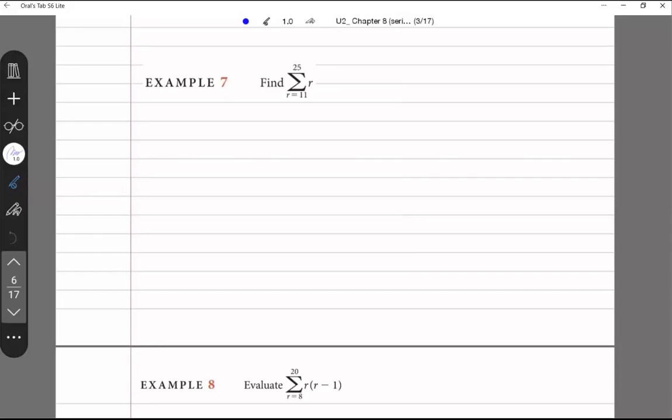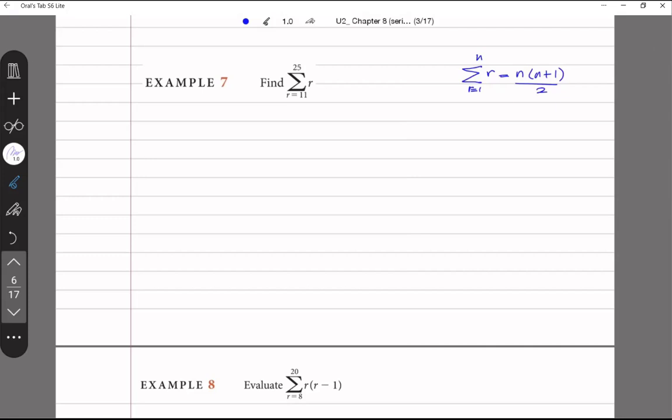All right, example 7 is asking us to find the sum of the counting numbers from 11 to 25. Now, the formula for the sum of the first n counting numbers is: the sum from r equals 1 to n of r is equal to n times n plus 1 over 2. Note this formula only works from when r is equal to 1.